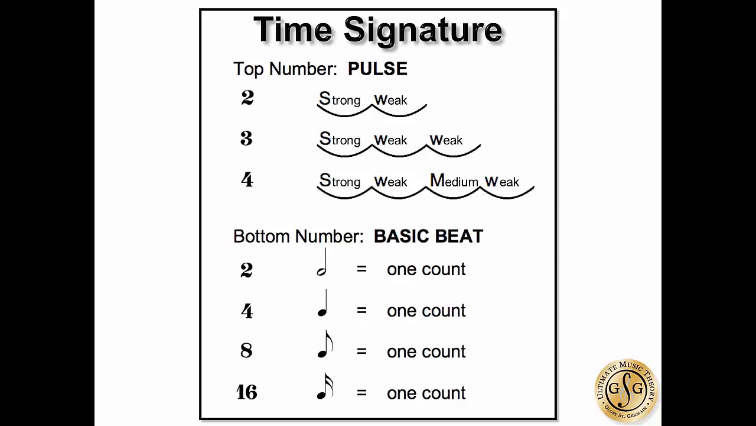The bottom number is 2, 4, 8, or 16 and indicates what kind of note equals one basic beat. If the bottom number is 2, a half note equals one count. 4, a quarter note equals one count, and so on. Time signature is determined by variations of pulse that each equal one basic beat.